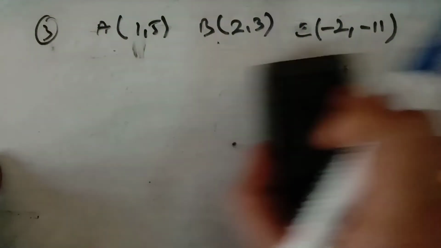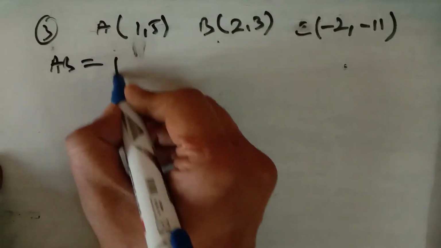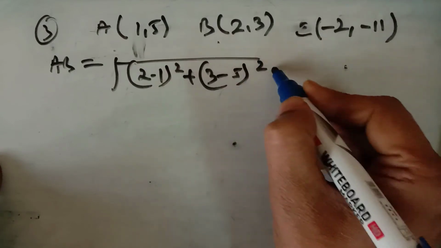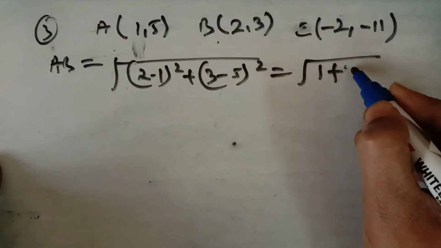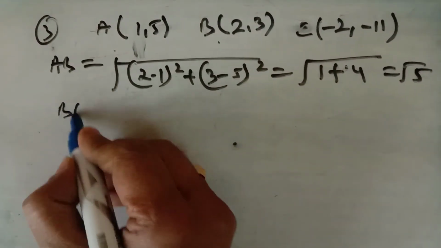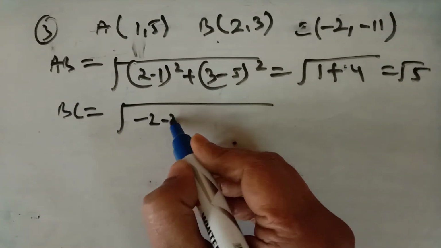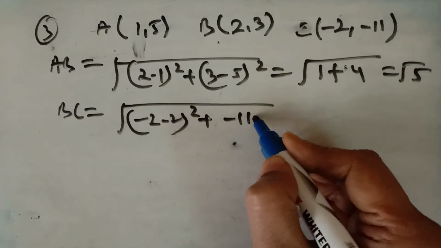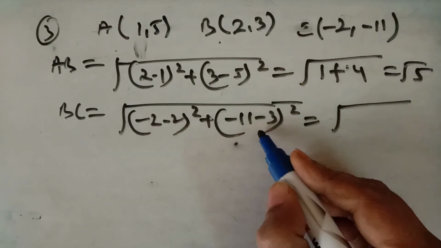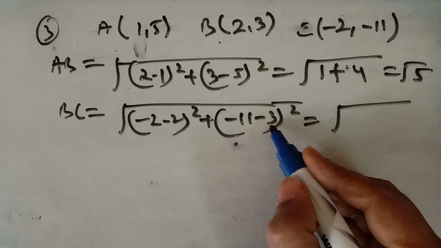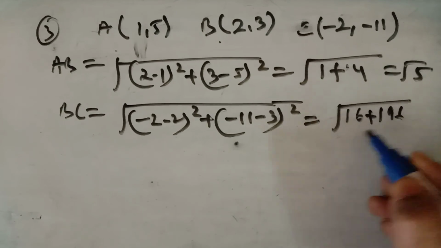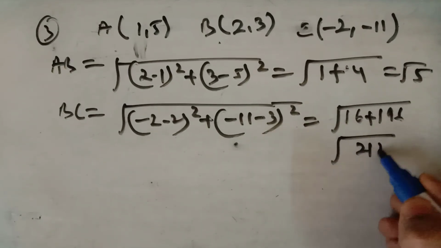So I will find the distance AB by using the distance formula, that is (x2 minus x1) whole square plus (y2 minus y1) whole square. This is coming out to be 1 plus 4, that is equal to root 5. That is the distance between the points A and B. Now what is the distance BC? (x2 minus x1) whole square plus (y2 minus y1) whole square, and this is coming out to be under root 4 square, 16, plus (−11 minus 3), that is minus 14. The square of minus 14 is 196, that is 16 plus 196, which is coming out to be 212.